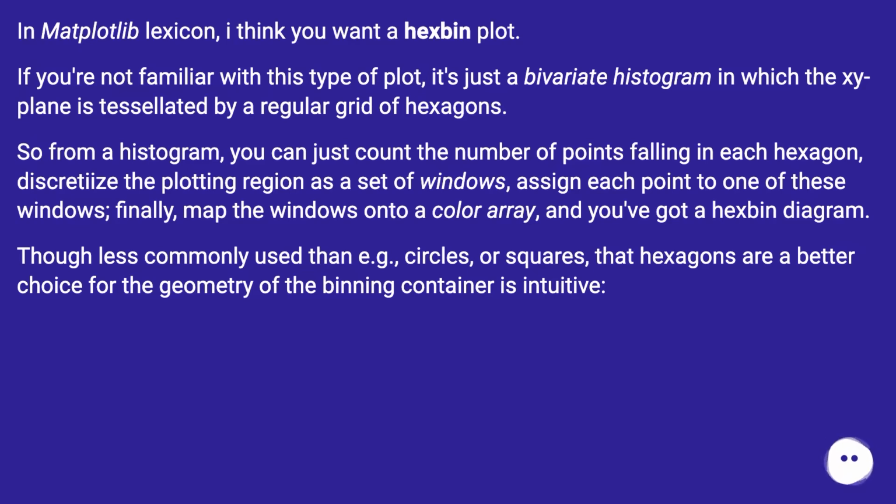So from a histogram, you can just count the number of points falling in each hexagon: discretize the plotting region as a set of windows, assign each point to one of these windows. Finally, map the windows onto a color array, and you've got a hexbin diagram.